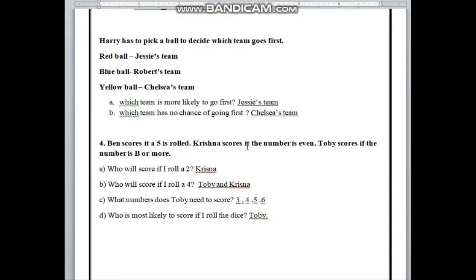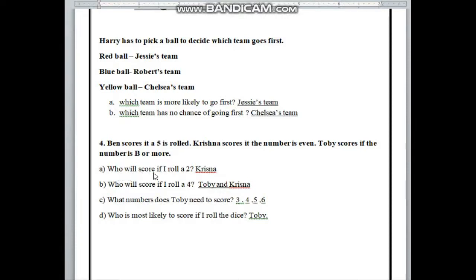Now number 4. Ben scores if a 5 is rolled. Krishna scores if the number is even. Toby scores if the number is 3 or more.